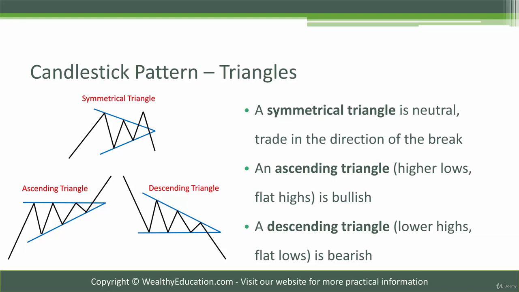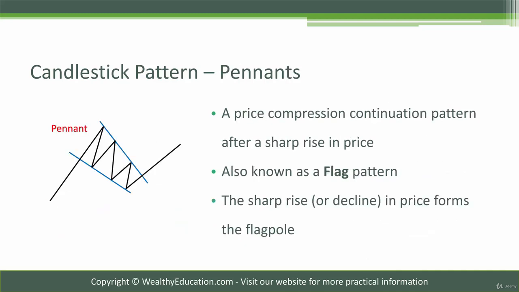And in each of the triangle patterns, we're looking for a break out of the triangle to give us the direction to trade. Finally, a pennant is a price compression continuation pattern following a sharp rise in price. This is often also called a flag pattern, and the sharp rise in price is called the flagpole. Now let's look at a couple of charts to give a few examples of these patterns.